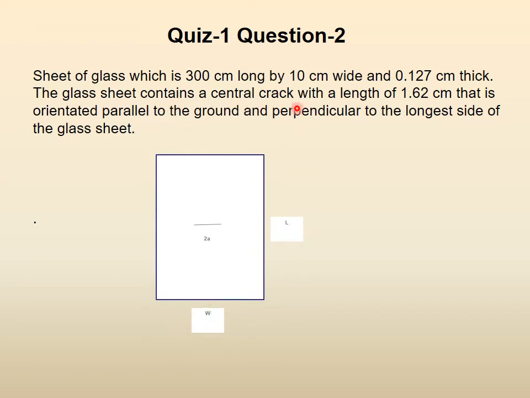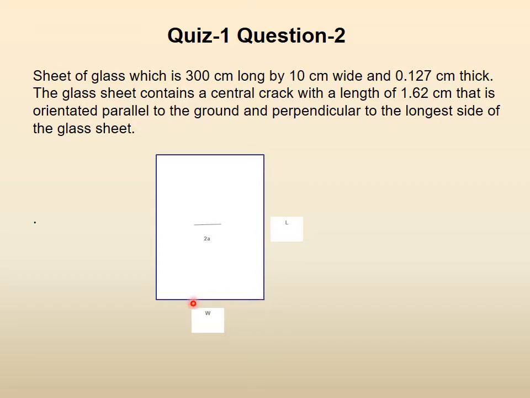Now it contains a central crack with a length of 1.62 centimeter. If it is a central crack, the length is 2a. So this 2a is 1.62 centimeter, which is oriented parallel to the ground. This is oriented parallel to the ground and perpendicular to the longest side. So this is of course the longest side.